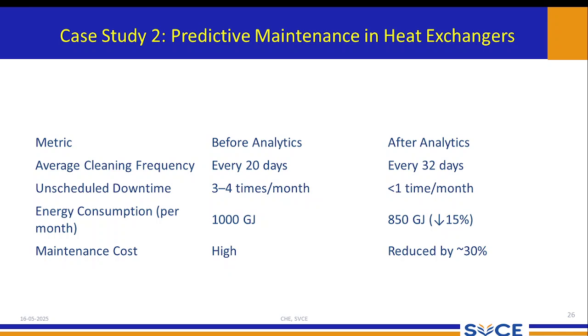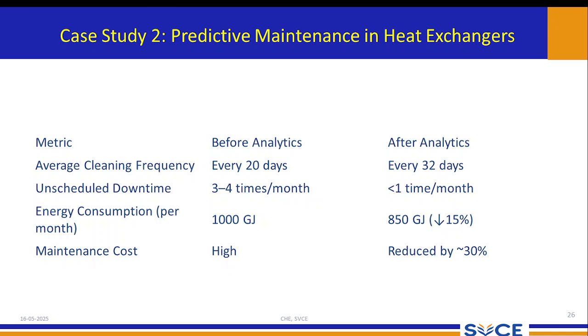Before analytics, the average cleaning frequency was every 20 days. For example, we were unnecessarily cleaning every time, so that costs much, right? After analytics, using the machine learning models, what we found is that if we clean the heat exchangers once every 32 days, that is good enough, rather than going at a shorter period. Cleaning at a 20-day frequency is not cost effective.